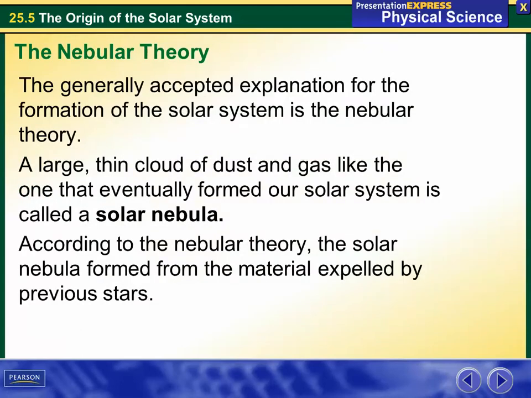So again, the generally accepted explanation for the formation of the solar system is the nebular theory, and to kind of give you some background, a large thin cloud of dust and gas, like the one that eventually formed our solar system, is called a solar nebula. So according to the nebular theory, there was a solar nebula formed from material expelled by previous stars. Previous stars expelled a bunch of that material, and that formed a solar nebula, which gave rise to our solar system.